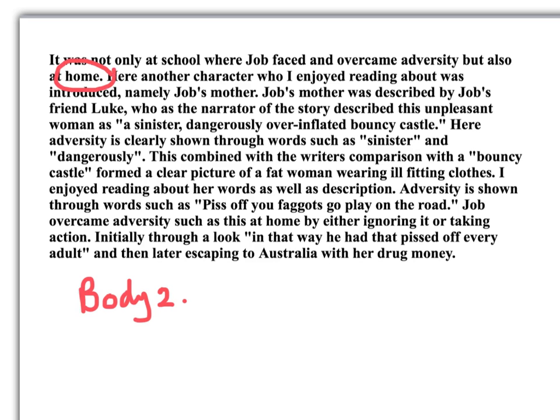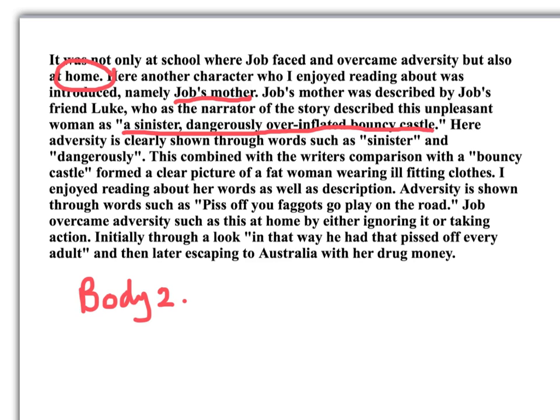Now, remember, we're looking at important characters and how they are involved in this theme of adversity. Job faces adversity, but his mother is the one that dishes it out, and his mother's boyfriend. So I'm responding. Here another character I enjoyed reading about was introduced, namely Job's mother. So she is going to form part of my information in this body paragraph. Firstly, she's described, and I picked out one of my favourite quotes, described as a sinister, dangerously overinflated, bouncy castle. This wonderful metaphor really brings an image to my mind.